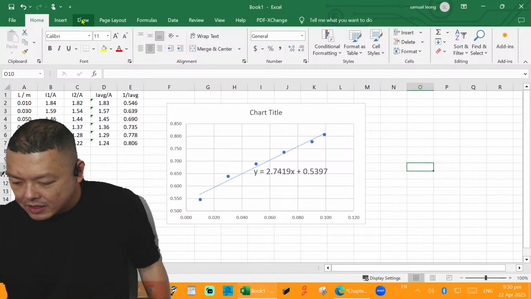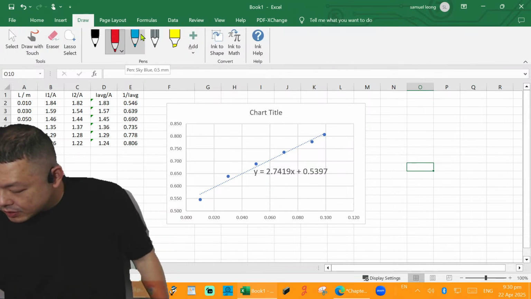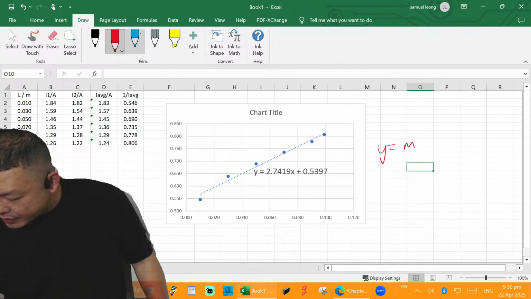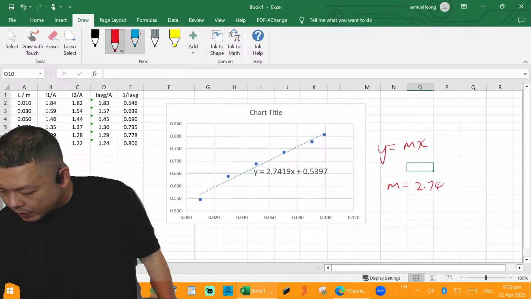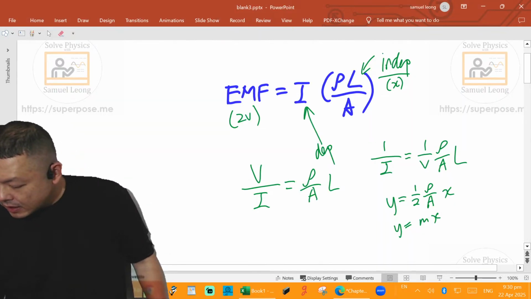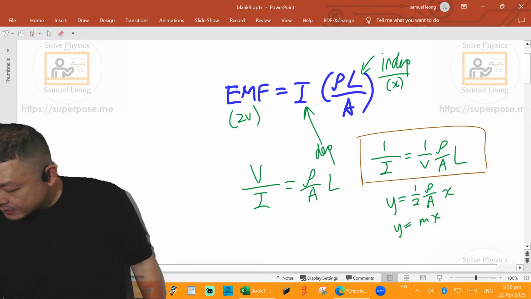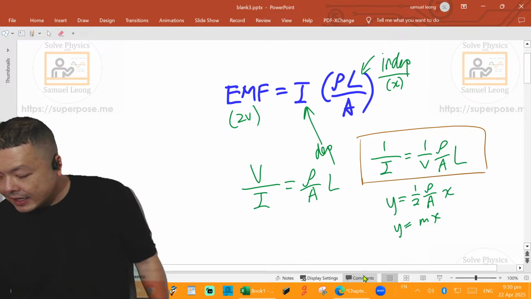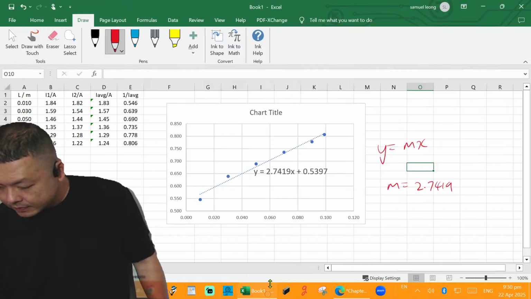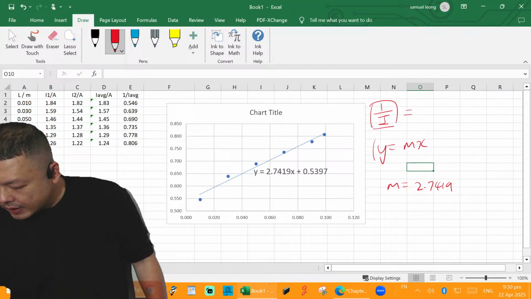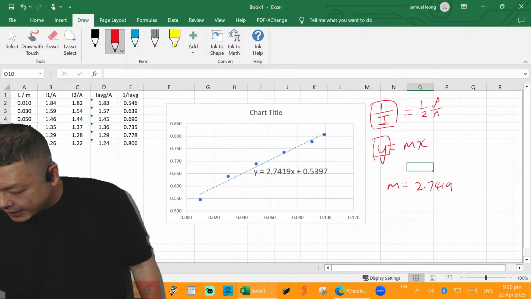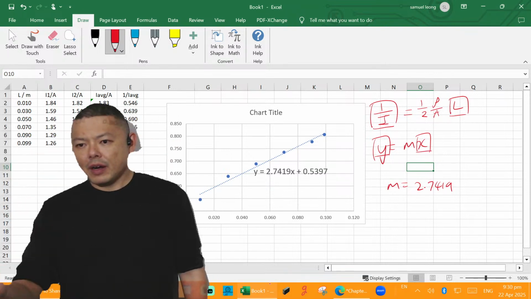Okay, wait, hang on. Let me just show you this. So the theoretical y equals to mx, the m is supposed to be equals to 2.7419. What did we say again? We were trying to plot this, right? 1 over I equals to 1 over V rho A L. 1 over I, this is my y-axis, equals to 1 over 2 rho A, then L. L is my x-axis.